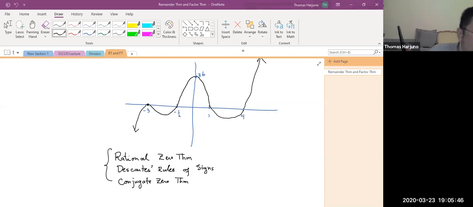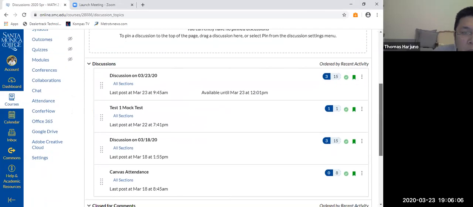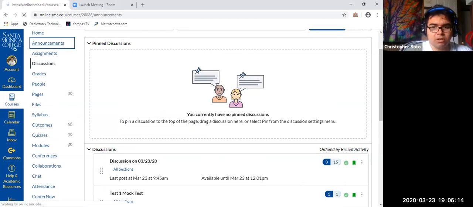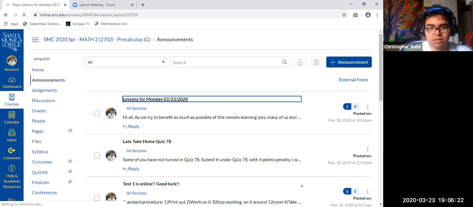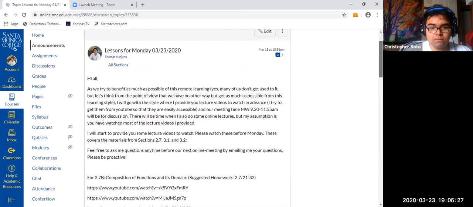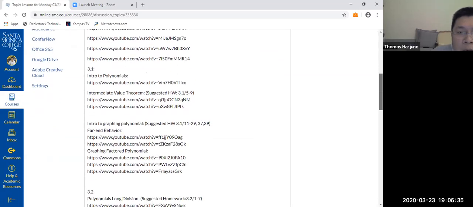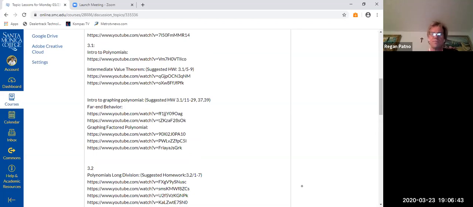So, do we have homework? I put the suggested homework on Canvas. You put it in an announcement that you sent last week or during the weekend, with the links to what we were supposed to watch, and on top of those links, the suggested homework. Maybe you can do 3.1, 3.2 first, and 2.7 we do later. I will give you something like this this afternoon or evening for 3.3, 3.4. Okay, we'll wait for that. Thank you.